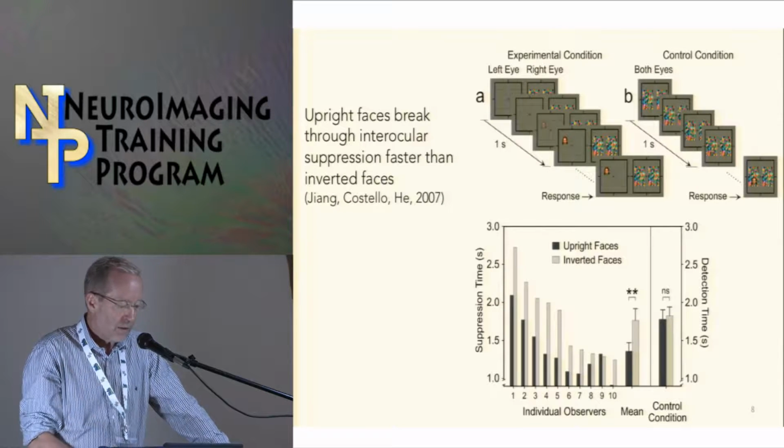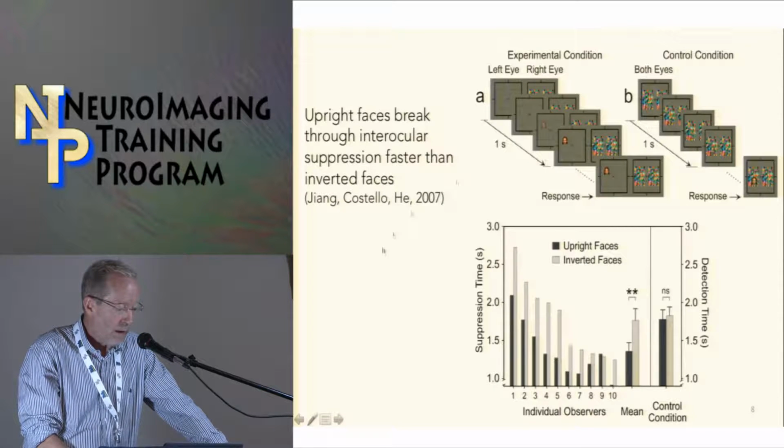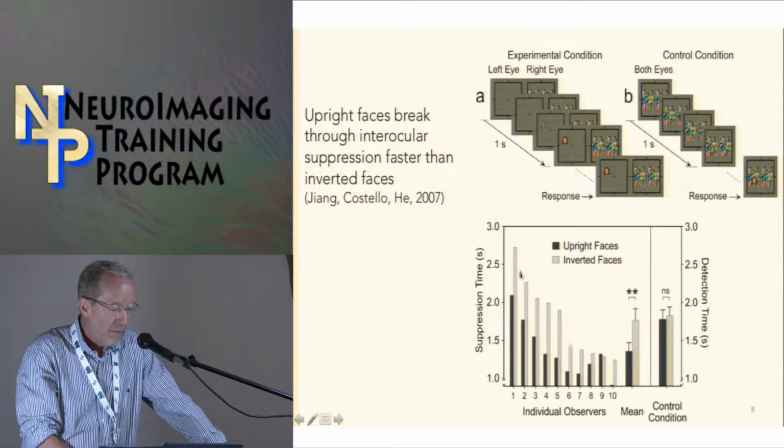And in this work by Shang He, they found that the upright faces broke through much faster than the inverted faces. So even though the face stimuli were subjectively invisible, if they were upright, they break through faster.